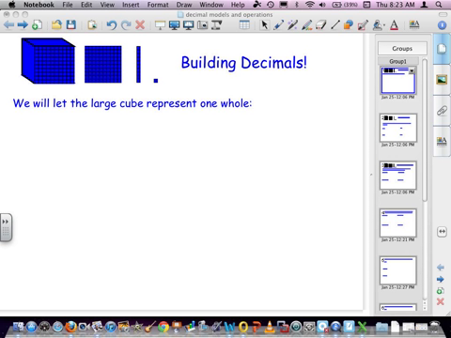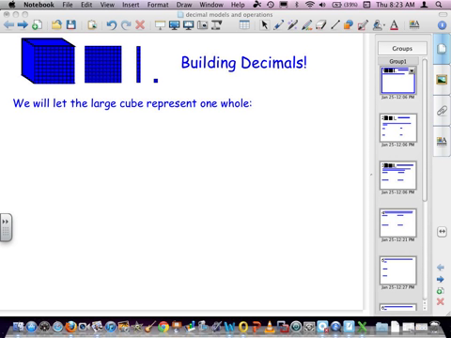We did fractions first because most kids need to have an understanding of fractions before they do decimals. Okay? Because a decimal is really just another way of representing a fraction. Every decimal can be written as a fraction. Every terminating or repeating decimal can be written as a fraction.